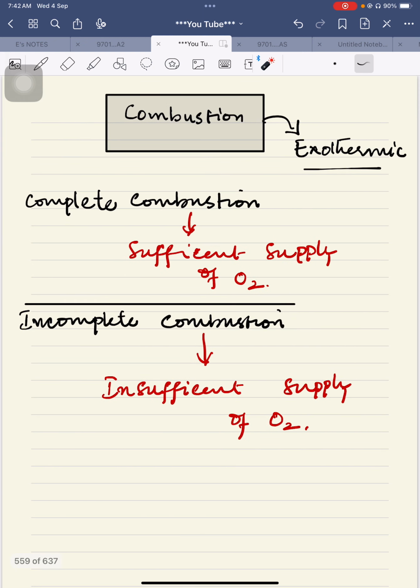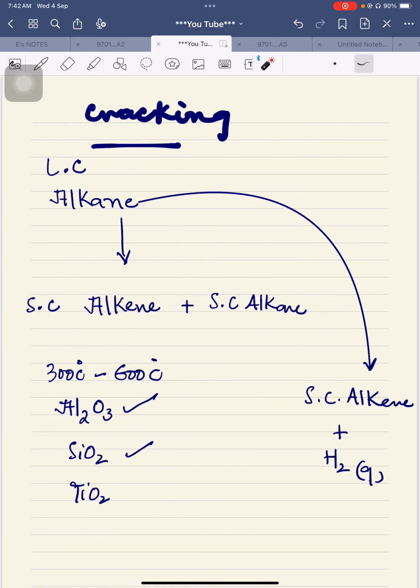That is the combustion, with sufficient supply of oxygen and insufficient supply of oxygen, complete and incomplete. That we are done with. Different examples of combustion are done as well. Then the cracking: the long chain hydrocarbon, the long chain alkane, is going to shift itself into alkene and alkane. So these are the conditions for that.